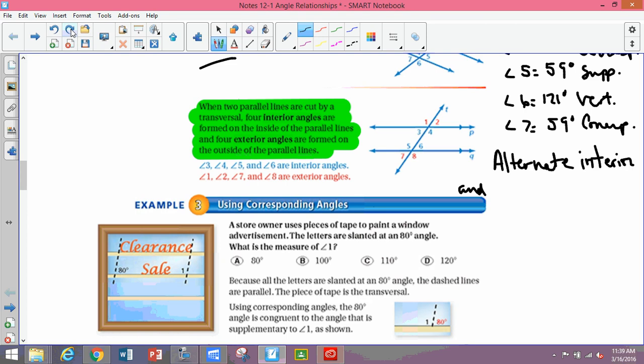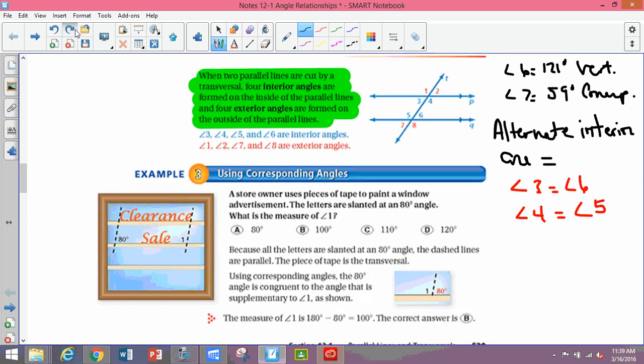Now, why are interior and exterior angles important? Alternate interior angles are equal angles. So angle 3 and 6 are equal because they are alternate. They're opposite of each other along the transversal. And therefore angle 4 is going to equal angle 5 because, again, they're alternate interior angles along the transversal.